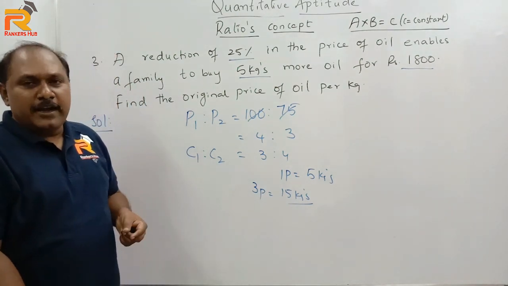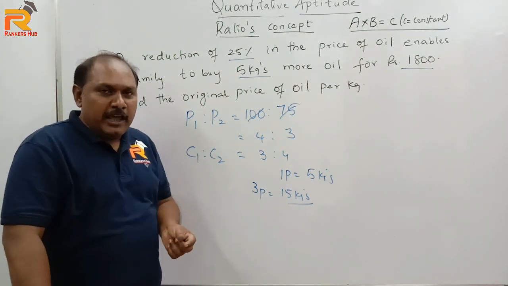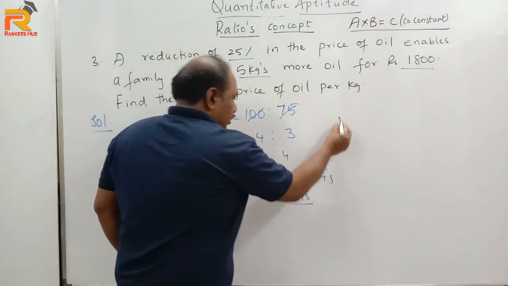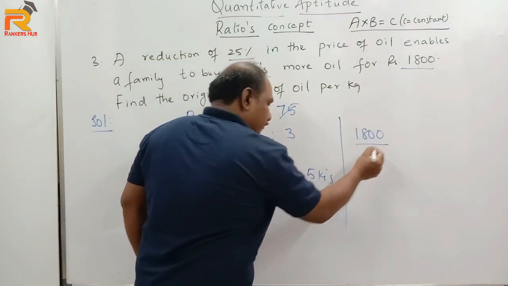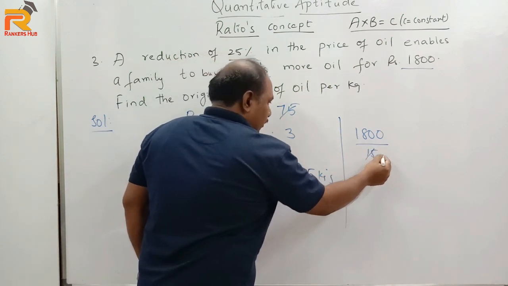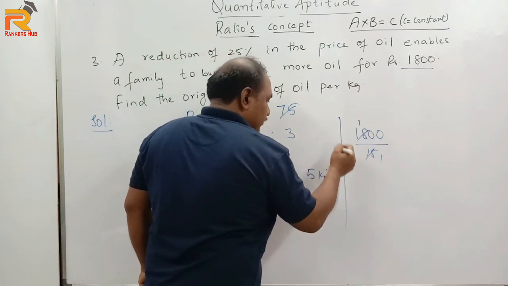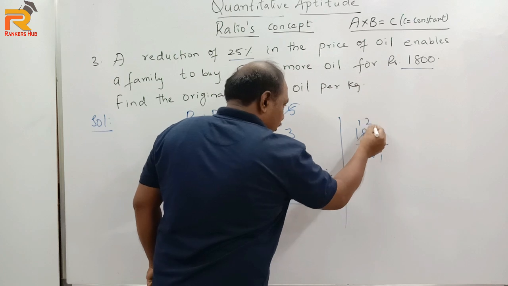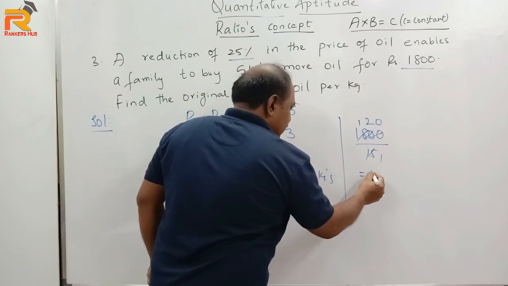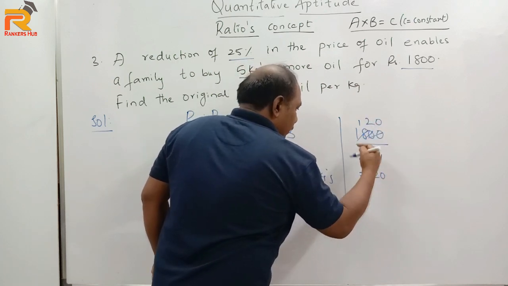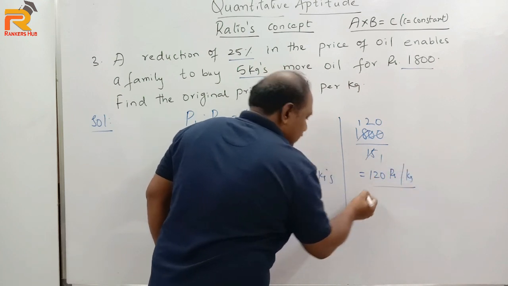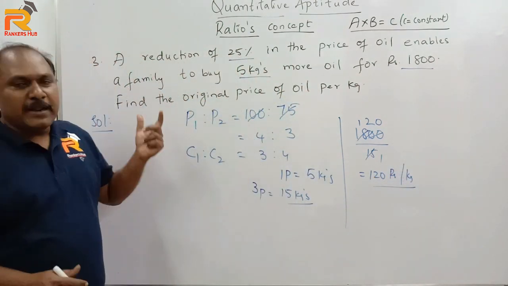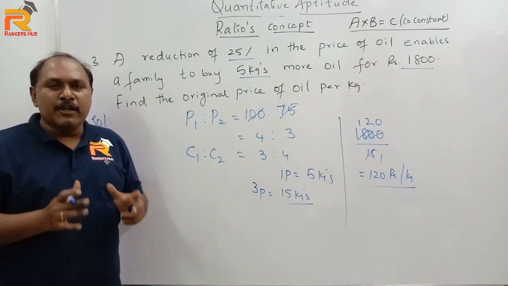So we are asked to find what is the price of oil per kilogram. So it should be 1800 divided by 15. So 15 ones are 15, 15 ones 15, 30, 15 twos and a 0. So the initial price of oil per kg is 120 rupees. So 120 rupees per kg is the original price of oil per kilogram.